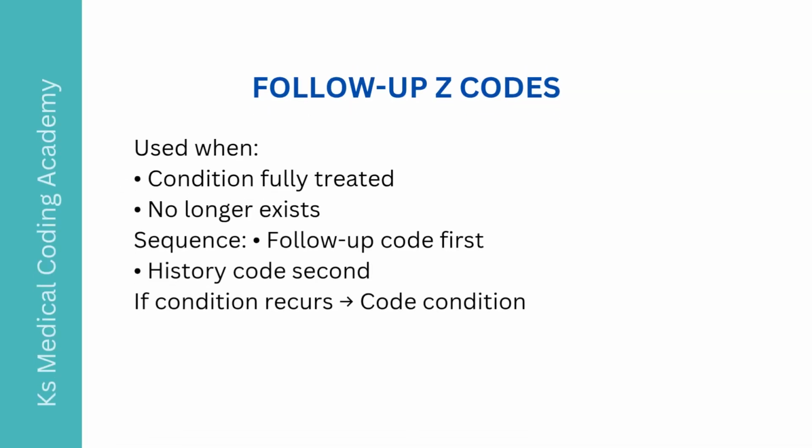Follow-up codes. Follow-up codes are used when a condition has been fully treated and no longer exists, but the patient returns for continued monitoring. The follow-up code is sequenced first, followed by the appropriate history code. If the condition recurs, the current diagnosis code replaces the follow-up code.